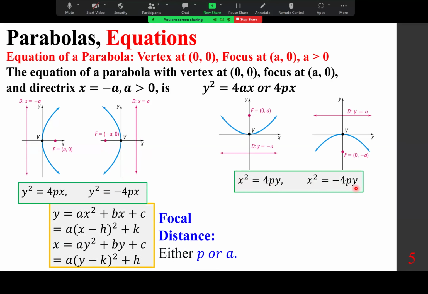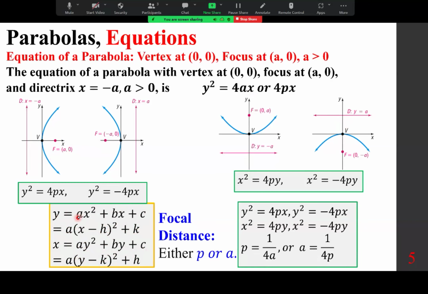So I want to remind you of algebra. Recall, we said here's the standard form, y equals ax squared plus bx plus c, or a times x minus h quantity squared plus k with the vertex at h and k, or x equals ay squared plus by plus c, or a times y minus k quantity squared plus h. This is when it opens up and down. This is when it opens sideways. This is what we learned. And because of that, I'd rather call this distance P rather than A so we don't mix them up.